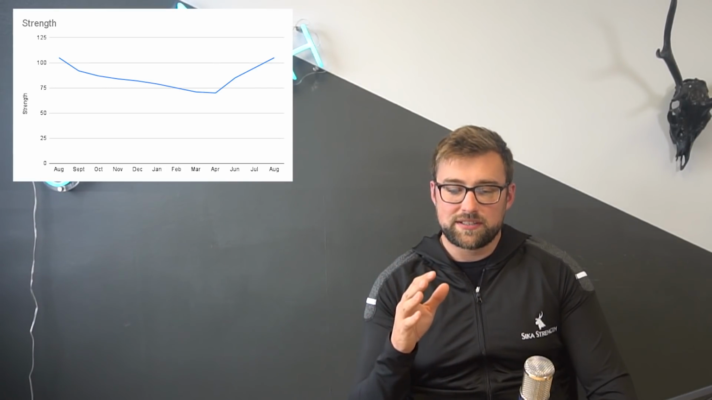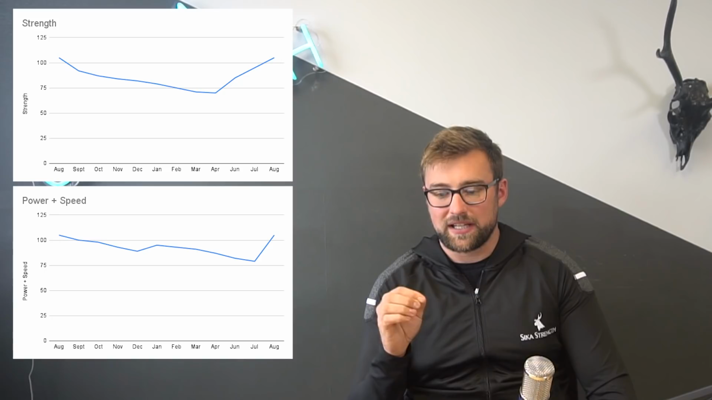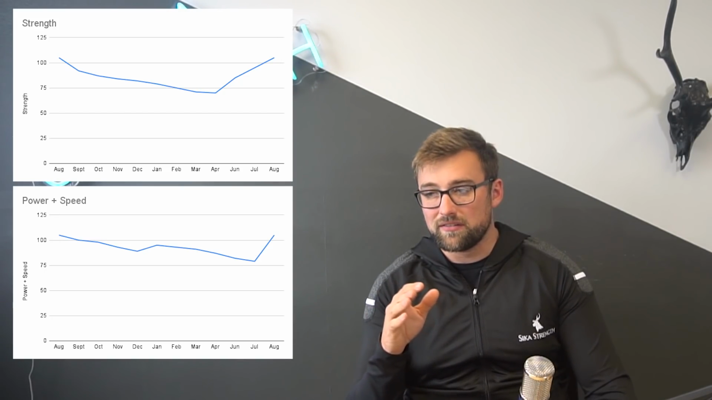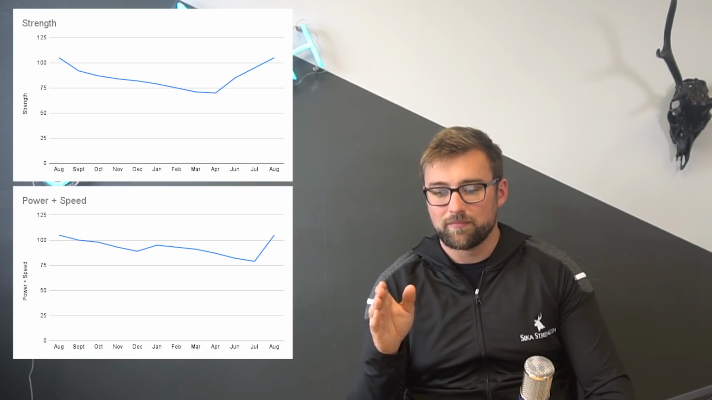If we take a standard rugby season over here, running September through to December, then you usually have a week or two off in December, and then January through kind of March or April, depending on how the season goes, you'll see strength numbers decay, power and speed numbers decay, and they'll keep decaying until December, usually around the second or third week in December.